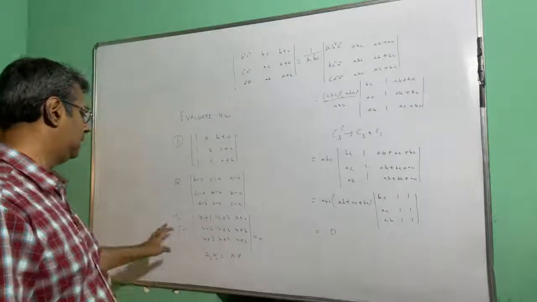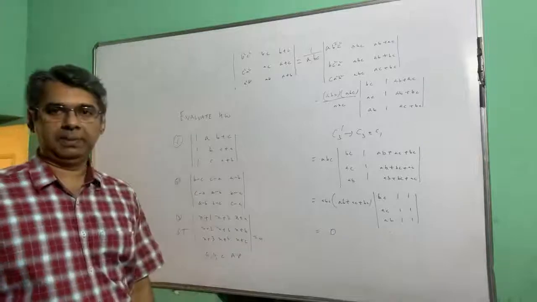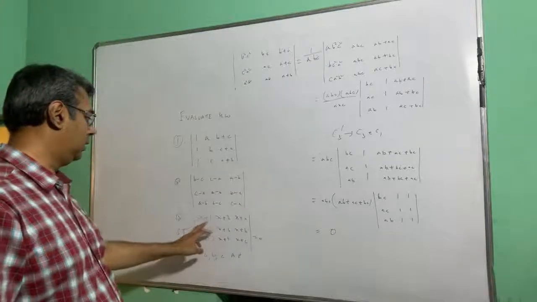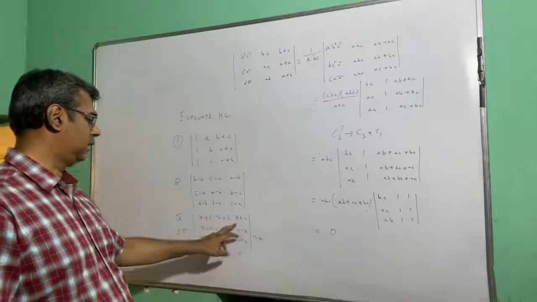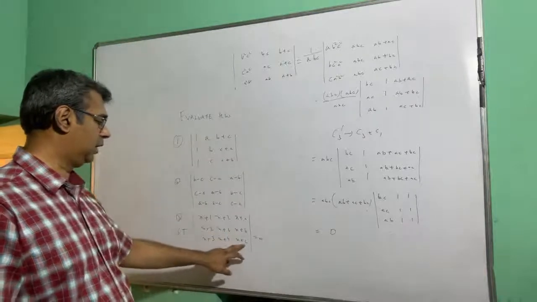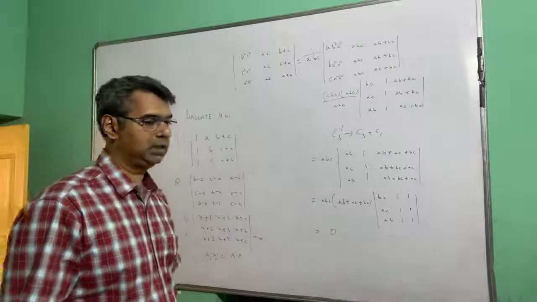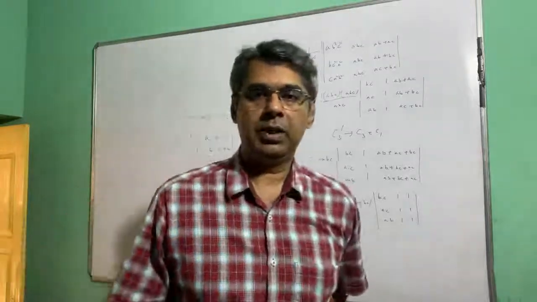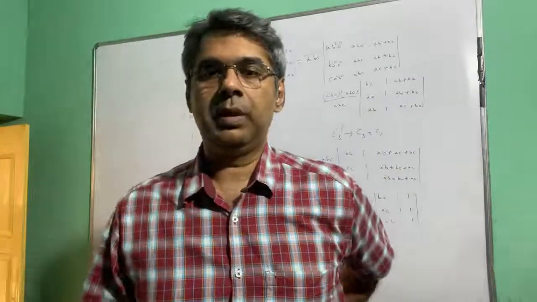And question number 3, if a, b, c are in AP, you have to show that the determinant with rows x plus 1, x plus 2, x plus a; x plus 2, x plus 3, x plus b; x plus 3, x plus 4, x plus c is 0. So these are the homework questions and you can submit them by 9 PM tomorrow because there is no homework session today.